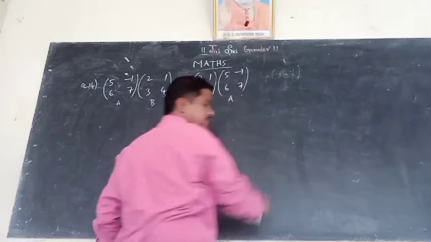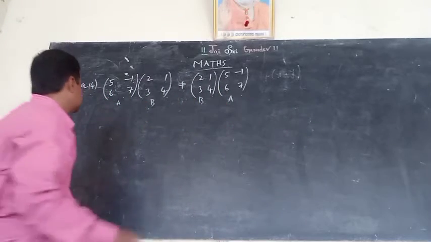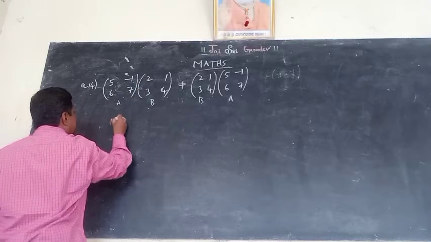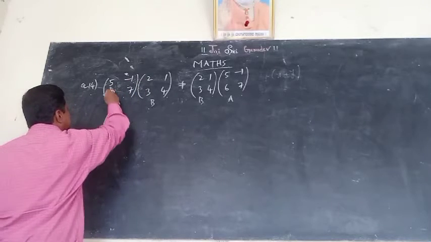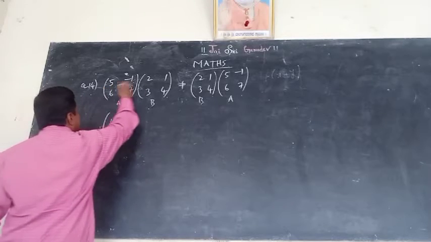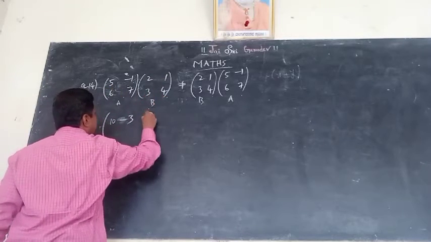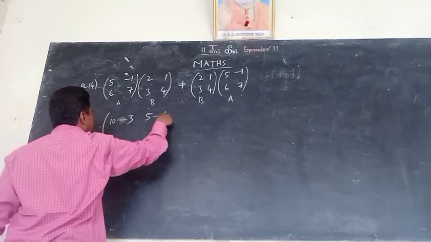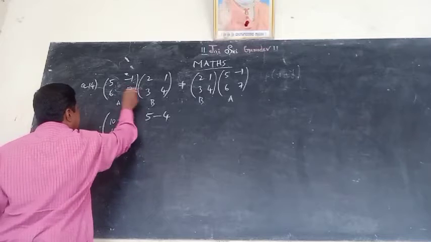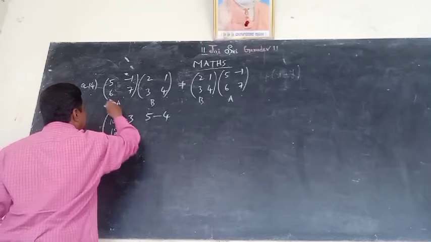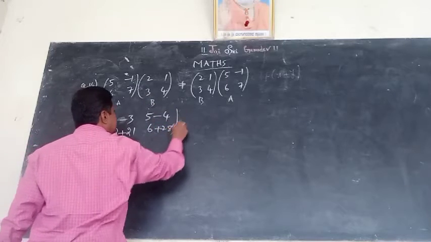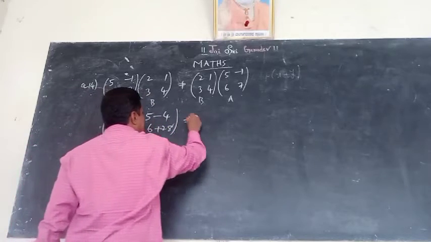How to check this one? Take first row, first column: 5 into 2, 10, minus 1 into 3, minus 3. First row, second column: 5 into 1, 5, minus 1 into 4, minus 4. Second row: 6 into 2, 12, plus 21. 6 into 1, 6, plus 28. Not equal to this one.